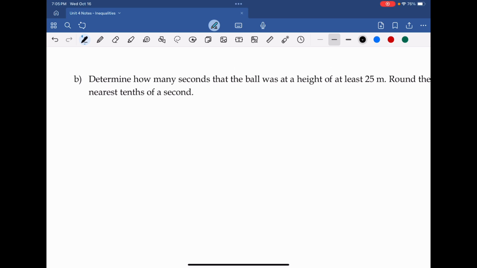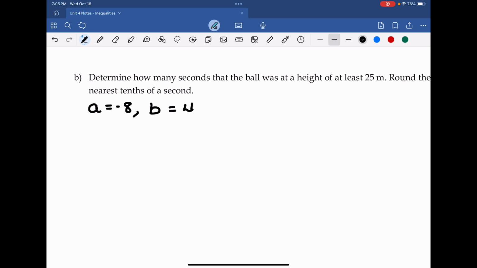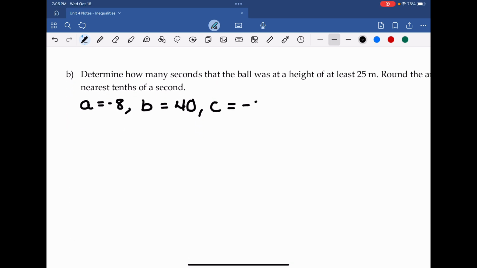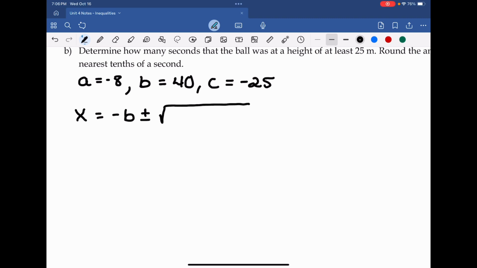Okay, let's plug this in here. Our a value was negative 8 from above. Our b value was the middle value. If we scroll back up, we notice it was positive 40. And then our c value was equal to the negative 25 that we brought over. Perfect. Now that we have an a, b, and c, we can plug them into the quad formula. If you don't know what it is, it's going to be on your formula sheet, so no reason to memorize it.